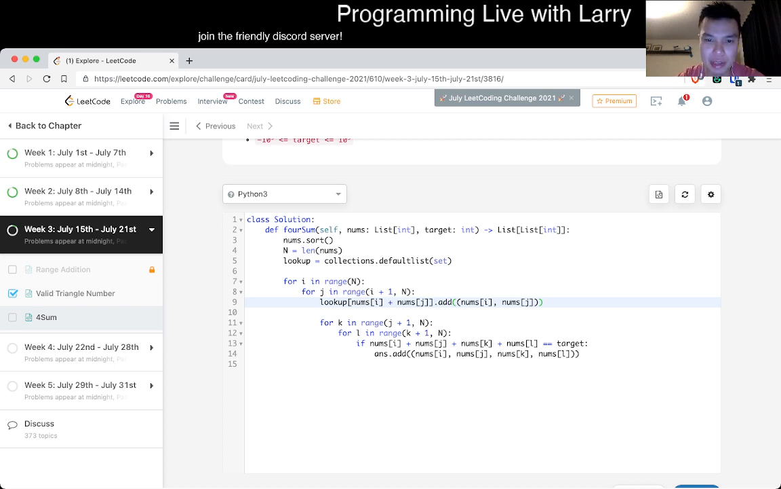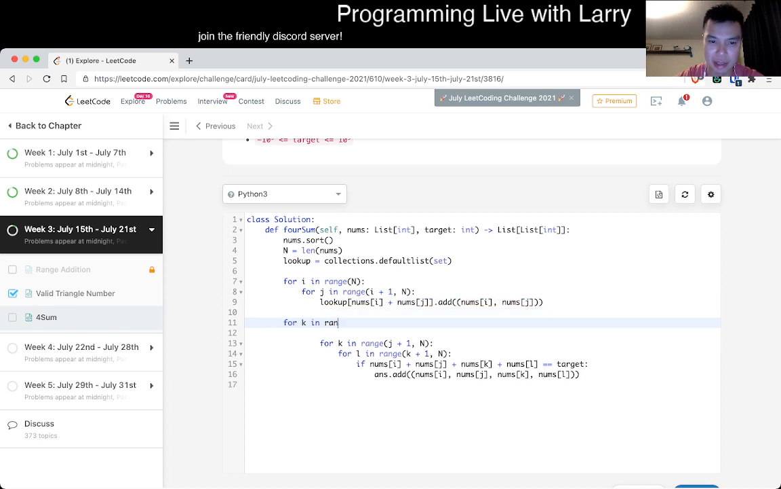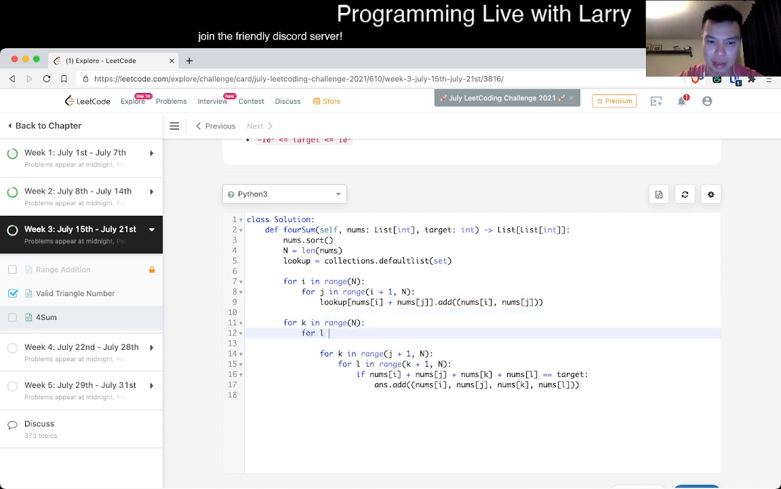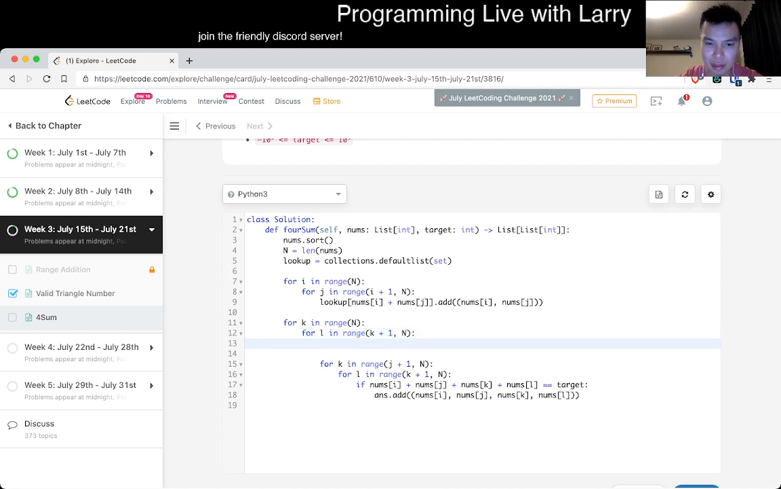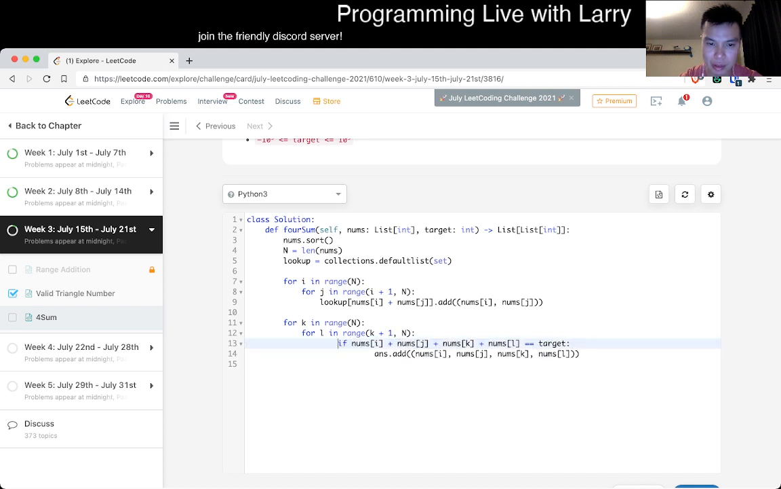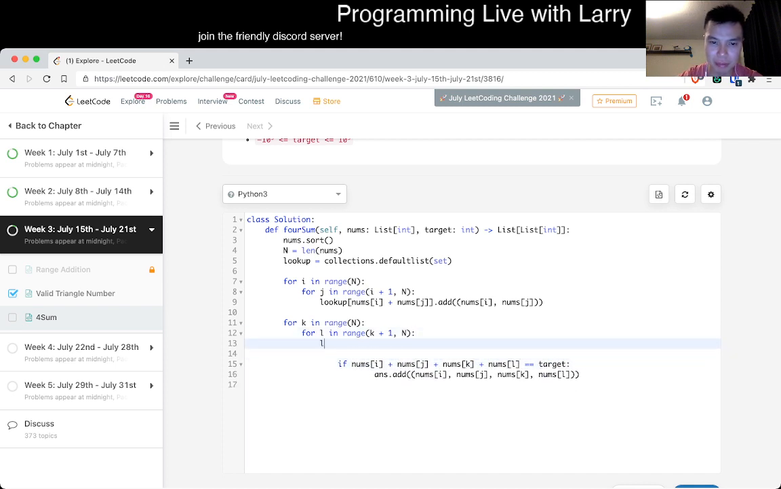And then in theory, now we can do for k in range n, for l in range k plus 1 to n, and then we can just do lookup. Well, so we have this thing, right? So that means that if we put this to the other side, that's what we're looking for, right? So that means that our modified lookup, if you will.